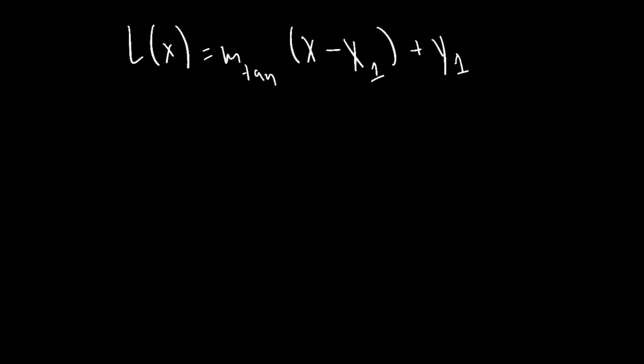In this video, we'll take a look at linearization. When approximating values using local linearity or linearization, you'll have an equation that looks like this. You have m tangent, which is just your slope. We should all be familiar with slope. And then you have x minus x1 plus y1.